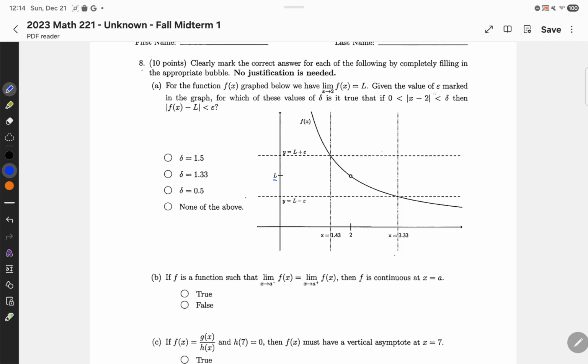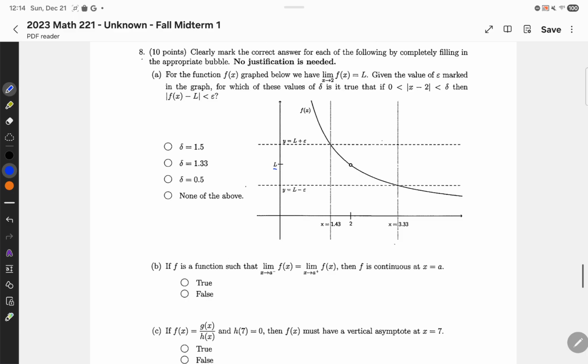Given the value of epsilon marked in the graph, for which of these values of delta is it true that if 0 is less than the absolute value of x minus 2, which is less than delta, then the absolute value of f(x) minus L is less than epsilon? So basically what this question is asking is we want to find a delta that we can add or subtract, so call this plus delta and minus delta, that still stays within these bounds of the limit plus epsilon right here.